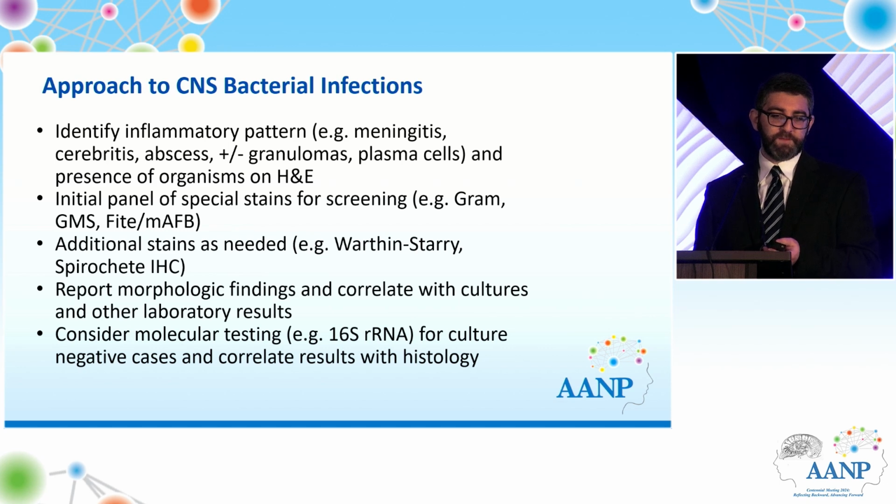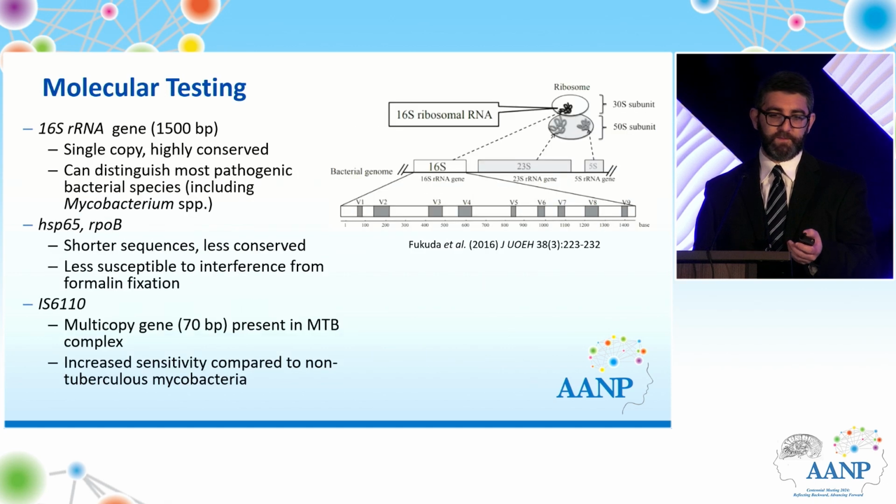For some organisms, if we're really suspicious for a bacterial infection, we'll do a Warthin-Starry stain, but that gets to be a little treacherous in the brain because axons also like to stain with the Warthin-Starry stain, and that's a very, very painful thing to look at if you have a large section. If you're thinking about syphilis, you should do a spirochete stain. Anytime you see plasma cells, just do the stain. And so then once you have all of that data, we report it morphologically and then look at the culture results. We always have our fellows and residents look up the culture results, say whether they think the culture results match the histology, the integrated diagnosis. And then if we still don't have an answer, then we'll do 16S sequencing or other molecular testing.